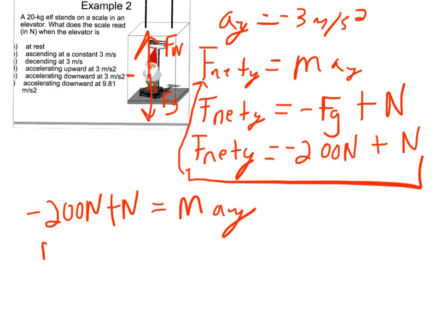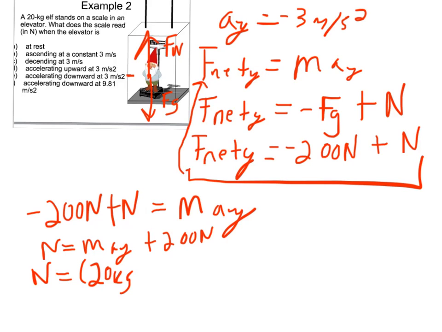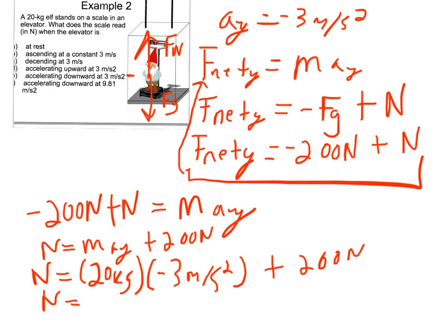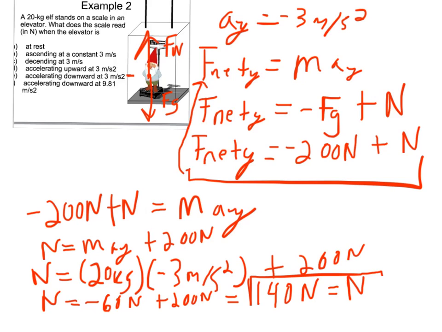Solve for our normal force. Normal equals mass times acceleration in y plus 200 newtons, just like before. We know his mass, 20 kilograms. His acceleration in y this time is negative 3 meters per second squared, plus 200 newtons. 20 times 3 is 60, and it's a negative 3, so negative 60 newtons plus 200 newtons. Negative 60 plus 200 is 140 newtons, and that's our normal force, which is also what the scale he's standing on reads.